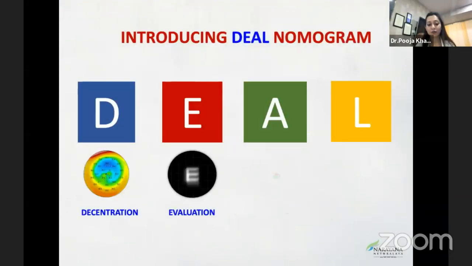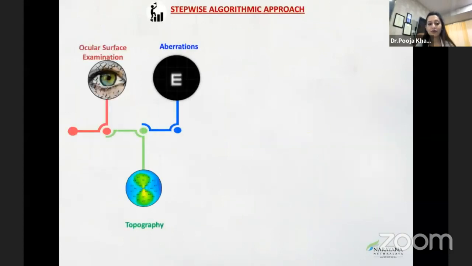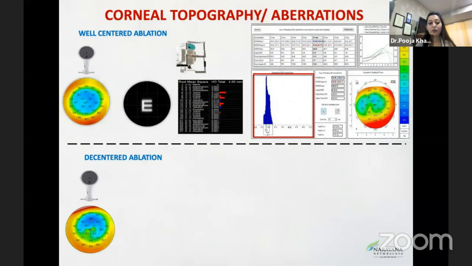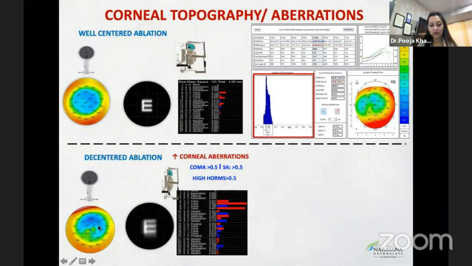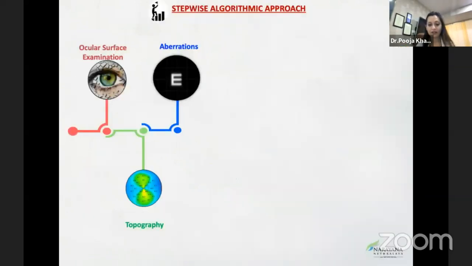So we have just made this nomogram which deals with decentration evaluation and applying for laser correction, where we first do the ocular surface examination, we do a topography and aberrations. If the topography is well centered with minimal aberrations on the cornea and a good EKR map, we go ahead and do a cataract surgery. But if there's a decentration, or if it's a small zone, or if your cornea is extremely aberrated, or the EKR is a broad base, the EKR is not a good map, and there's a lot of jumping of the EKR 65K values and the astigmatism, then probably we would like to regularize the cornea. This is for a premium eye surgery and for better quality of vision.